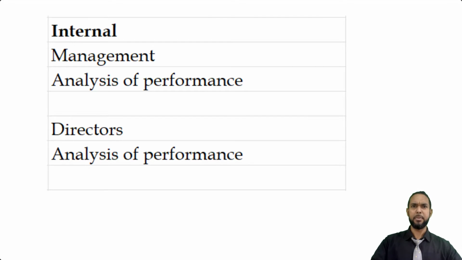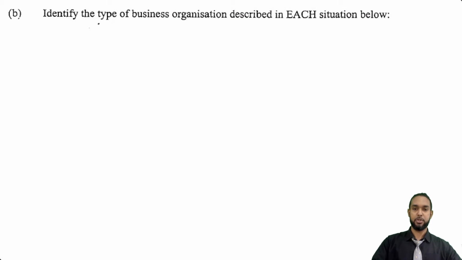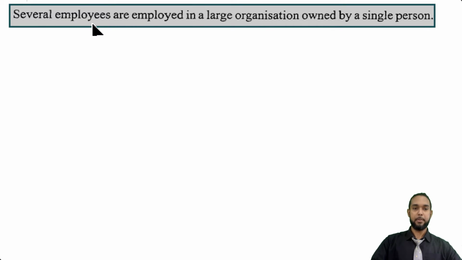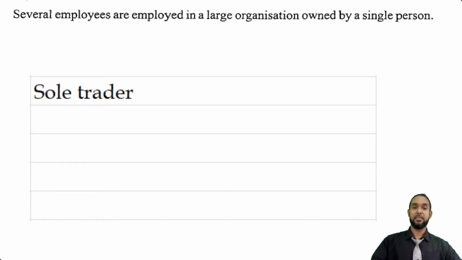Let's take a look at part B. Part B says, identify the type of business organization described in each situation below. All right, so what are they telling us here? The first one is that several employees are employed in a large organization owned by a single person. Well, that's a dead giveaway right there. If it's owned by a single person, that's a sole trader.